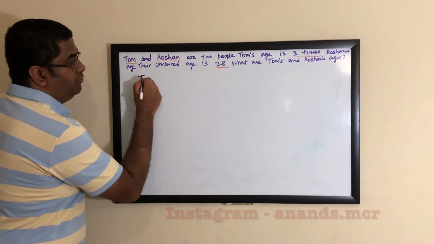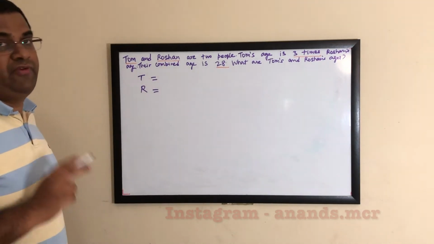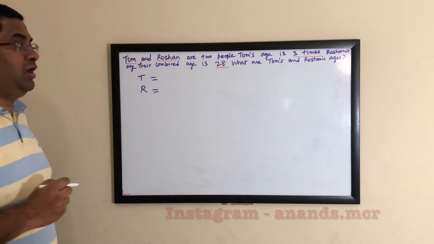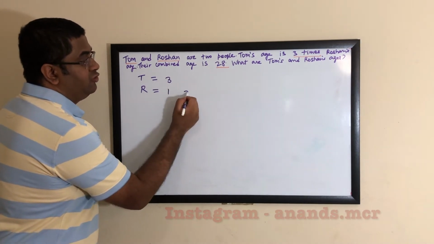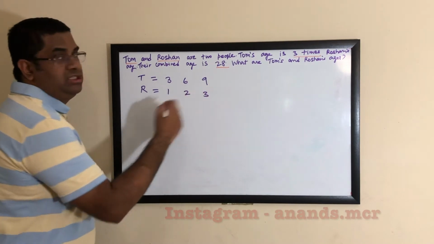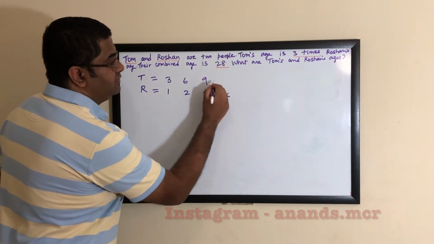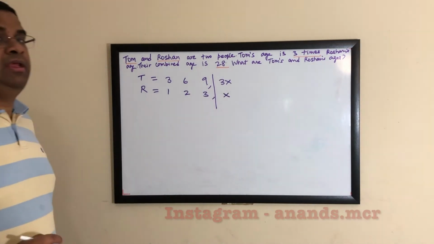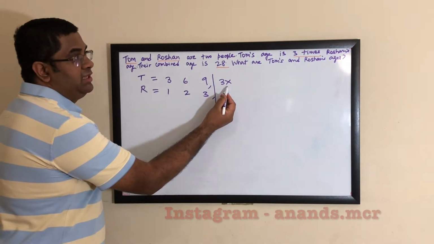So we know that Tom and Roshan are two people, and one of the first pieces of information that we have is Tom's age is 3 times Roshan's age. So what this literally means is if Roshan is 1 year old, Tom is 3. If Roshan is 2, Tom is 6 years old. If Roshan is 3, Tom is 9. So this is how the sequence goes. So what we can assume is if Roshan's age were to be x, Tom's age would be 3x. This is something that we can infer from the problem. So if we assume Roshan's age to be x, Tom's age would be 3x.